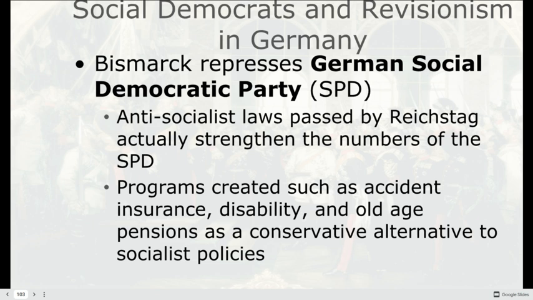But Bismarck knew that some of their ideas were popular, so he decided to pass laws that would give working class people a reason to vote for his people, his politicians, the conservatives, instead of socialists. So he created things like accident insurance and disability programs, old age programs.